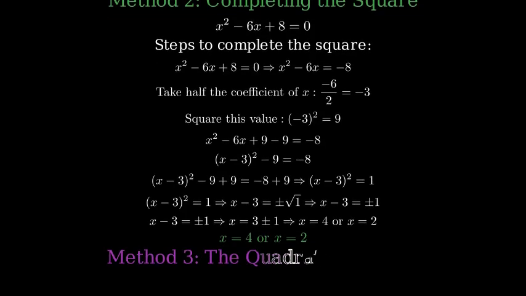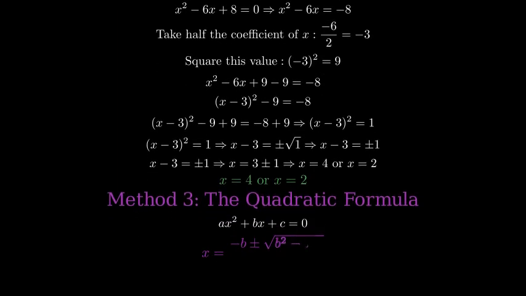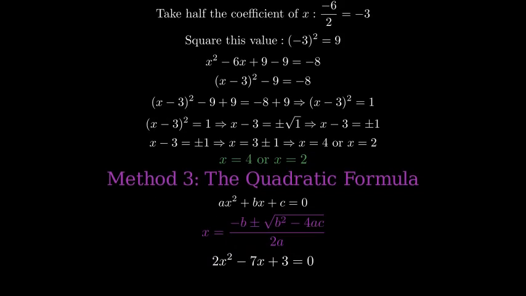The third method is using the quadratic formula, which works for any quadratic equation. For a quadratic equation of the form ax squared plus bx plus c equals 0, the quadratic formula gives us x equals negative b plus or minus the square root of b squared minus 4ac, all divided by 2a. Let's solve 2x squared minus 7x plus 3 equals 0 using the quadratic formula.